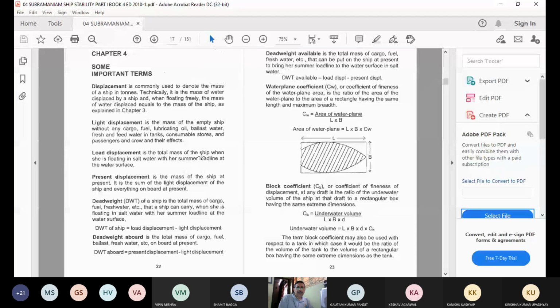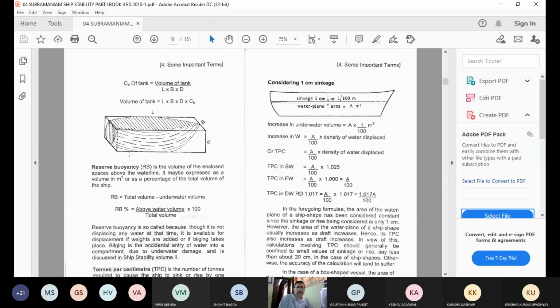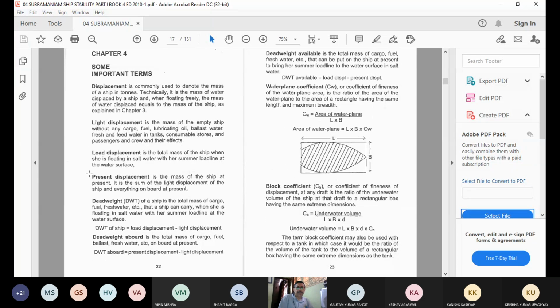Load displacement is the total mass of the vessel when she is floating in salt water with her summer load line at the water surface. That is known as load displacement. Present displacement is the mass of the ship at present, which is the sum of light displacement and everything which is on board at present, which is cargo and the bunkers and the liquids.